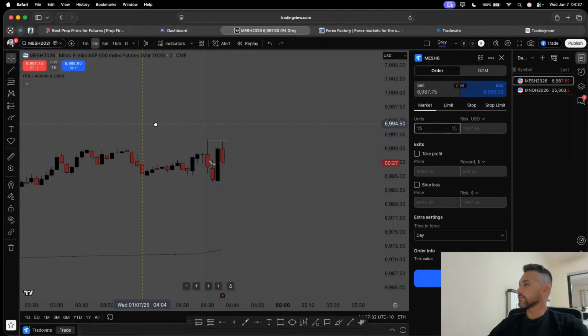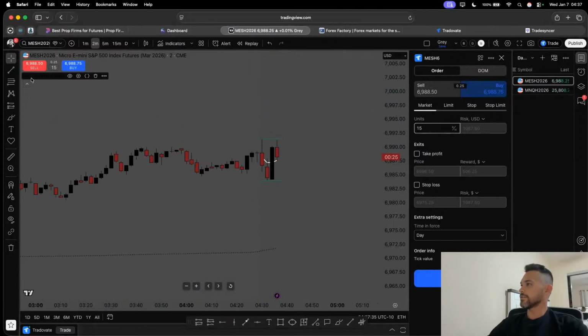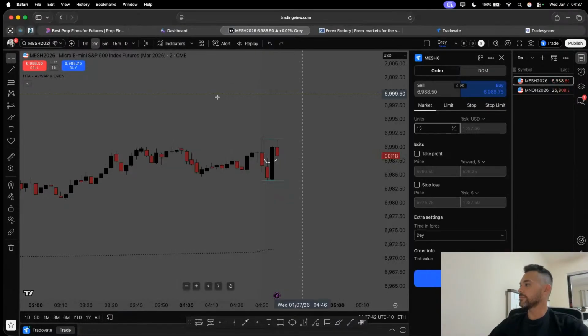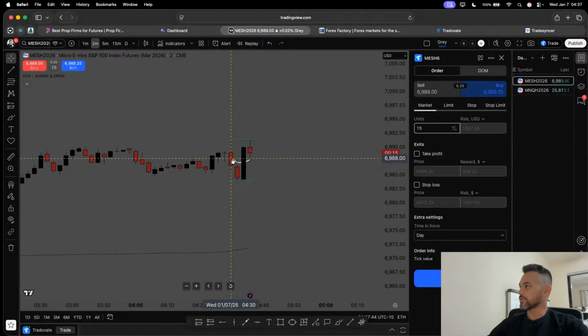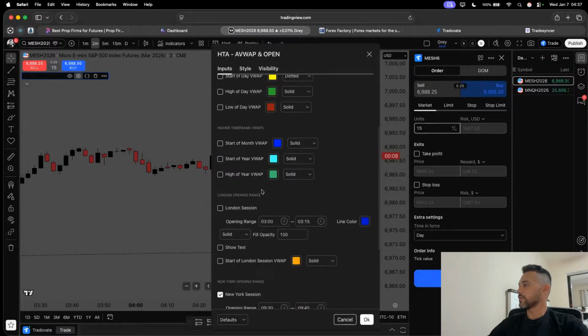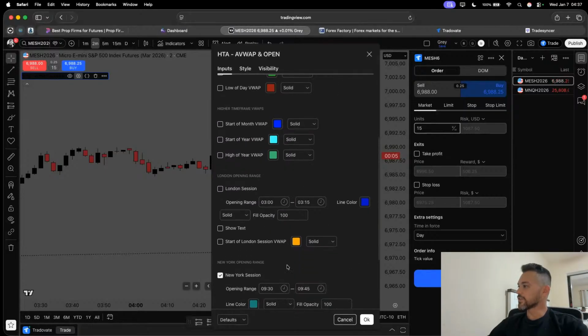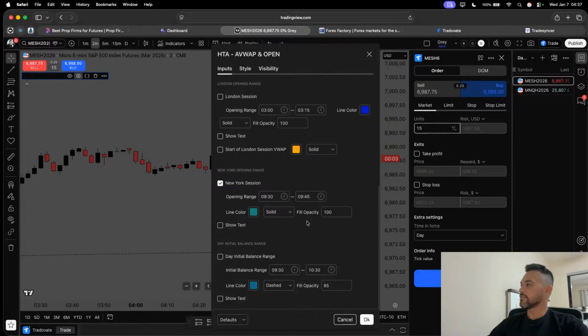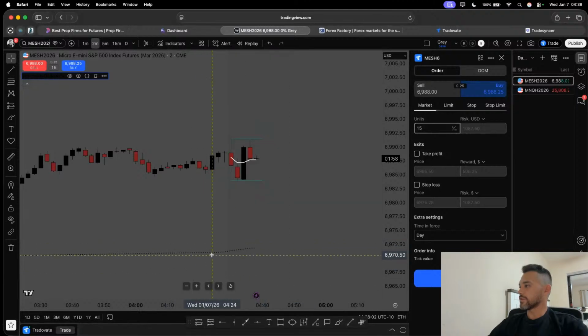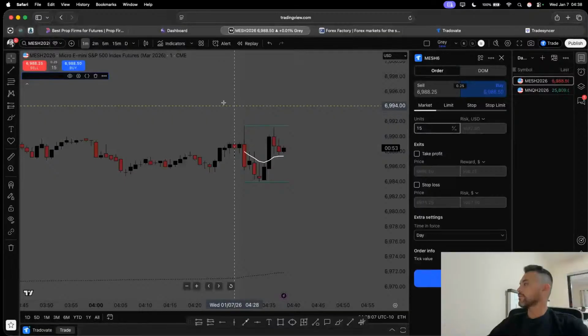If you're curious on where I get these lines, look up on TradingView Hawaii Trading Academy, HTA Anchor View, and open. This is going to autofill this white line and these two lines here. With the settings, you could choose start of day, high of day, month, year, London session, New York session, etc. These are my settings: the New York session here, start of day and the previous day. That's that black dotted line there. So we're going to wait for this open to set.